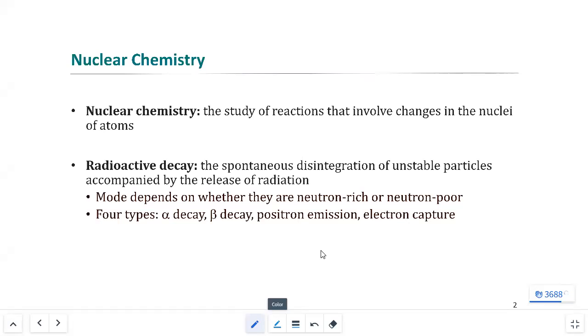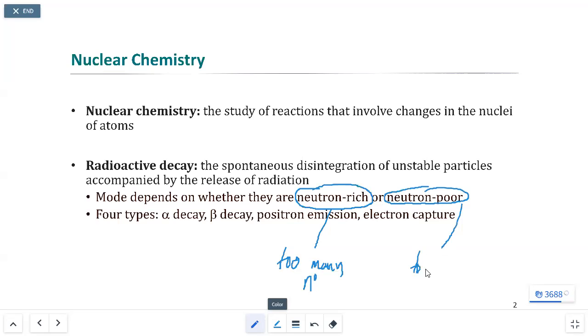Now, there are 4 different modes of radioactive decay, 4 different ways that the radioactivity can manifest itself in these kinds of reactions. And which one we see ultimately depends upon the nucleus itself. We have 2 descriptions of nuclei. We can either call them neutron-rich, which is a fancy way of saying it has too many neutrons, or we can call it neutron-poor, which is another fancy way of saying it has too many protons.